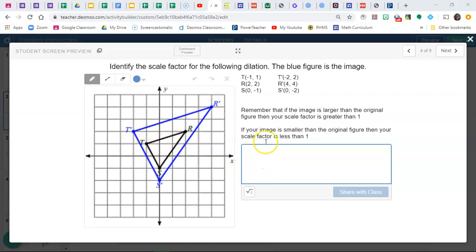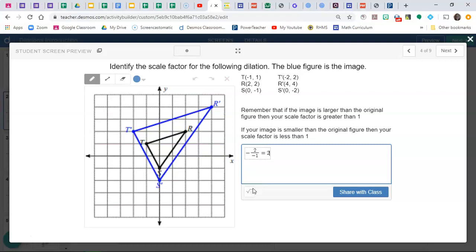So basically what we're going to do is pick 2 points, the pre-image and the image that it creates, and we're going to divide. So I'm going to take the x value for t prime and divide it by the x value for t. Basically I'm comparing the same part, the start and the finish. If I divide that, what I'm going to get in this case is 2. So my scale factor is actually 2, and I can check this.